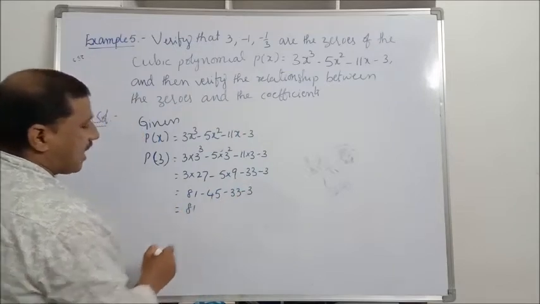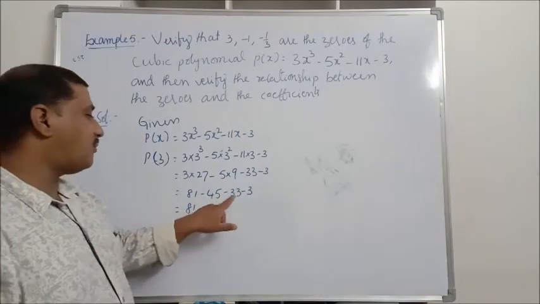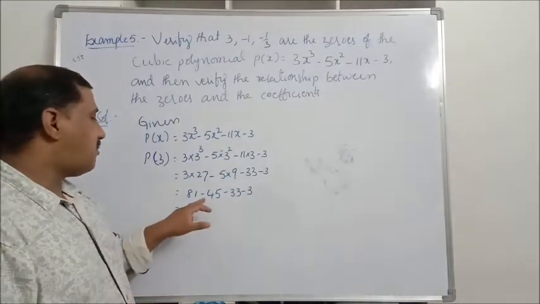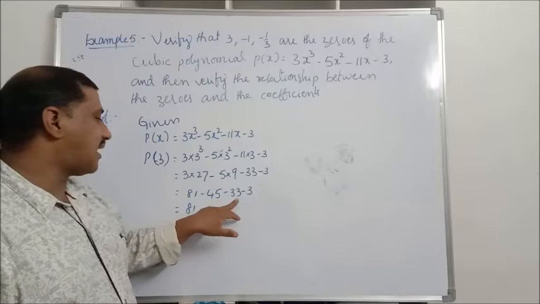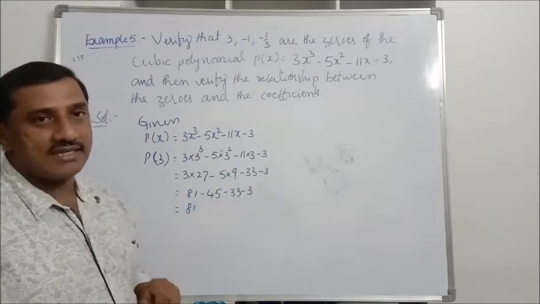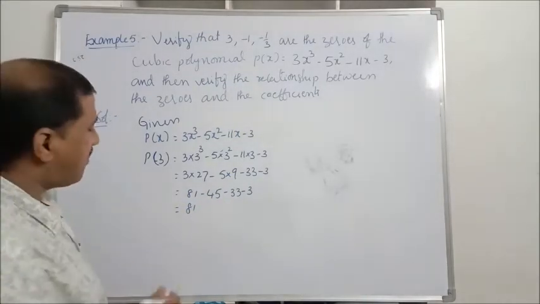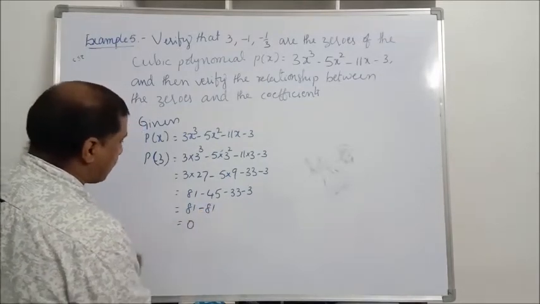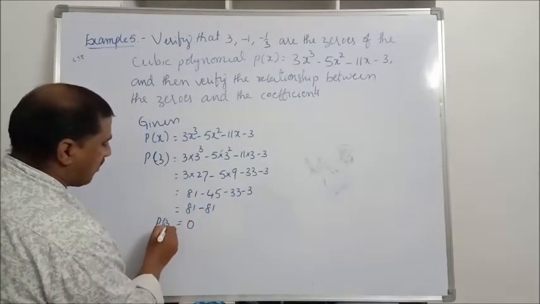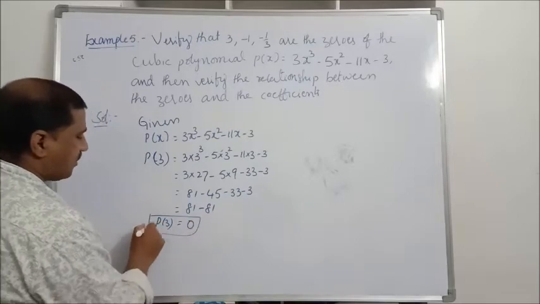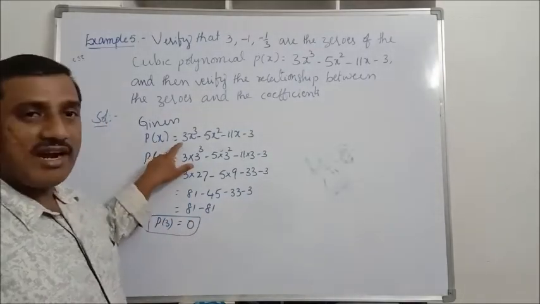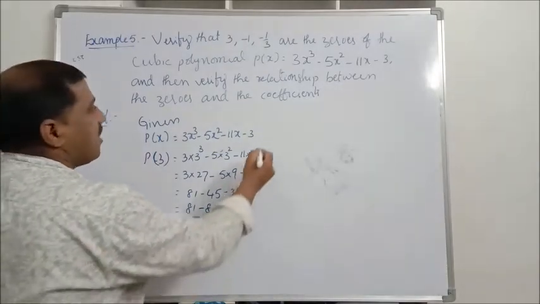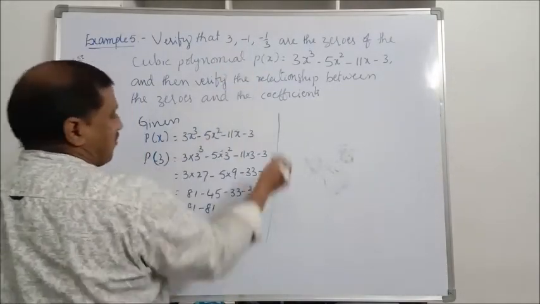Now add all the negative numbers: minus 45, minus 33 and minus 3 are all negative numbers. Minus 45, minus 33 it is minus 78, minus 78 minus 3 it is minus 81. So 81 minus 81 is equal to 0. So p of 3 is equal to 0, we got 0. Therefore 3 is a zero of the given polynomial. Is it clear? Now similarly you check for the second value which is given, minus 1.